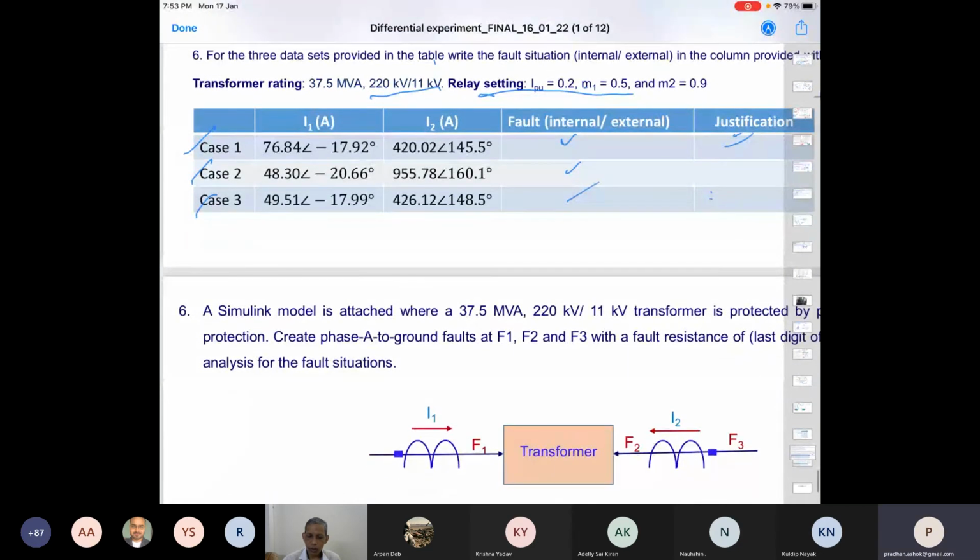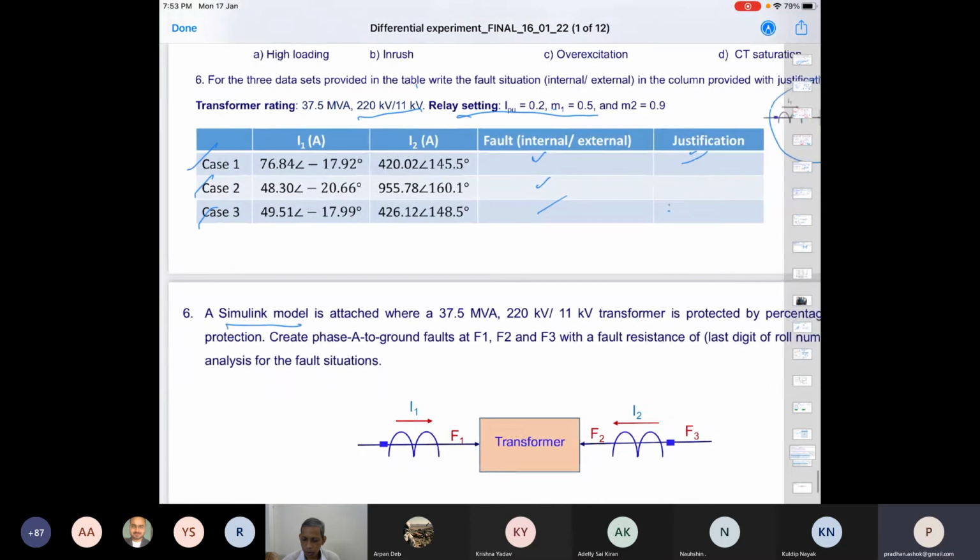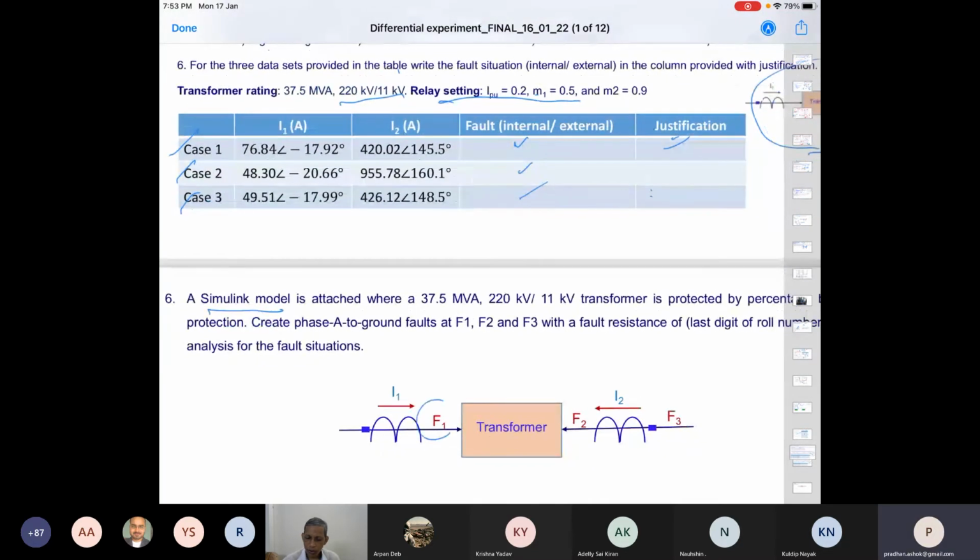The other one, we have a Simulink model. Kuldeep is there, I think he will demo it. So this is the transformer. We have F1, F2, different conditions. So there are three cases in terms of that. You can connect them accordingly and do three classes of situations. One is the external fault situation, one is for the internal fault situation, and the F1 here is for the inrush situation.